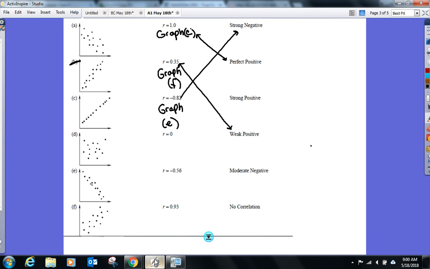21, R value is 0. Which graph am I looking at? Definitely D. I can't tell if it's going up or down. And I just gave it away. No correlation whatsoever.